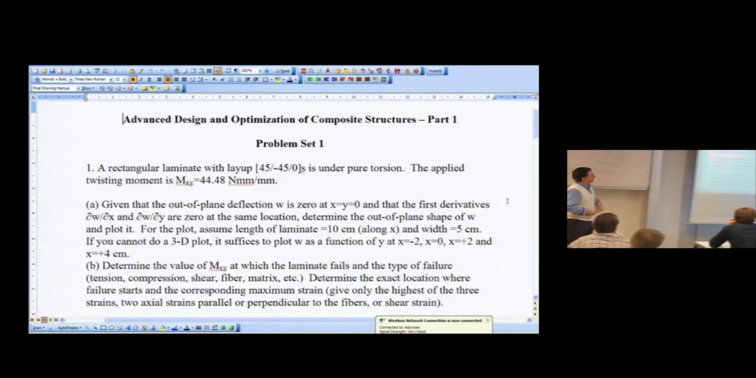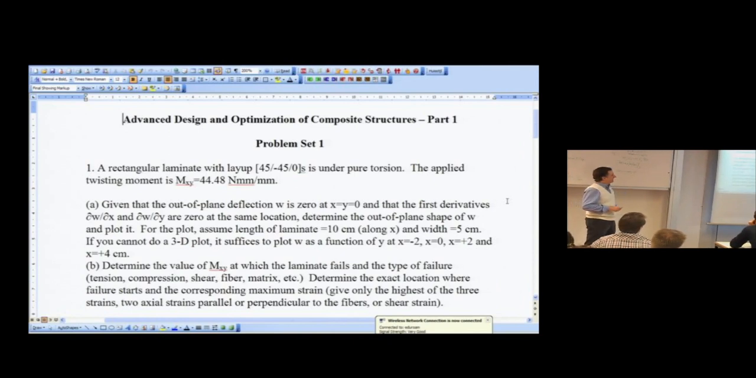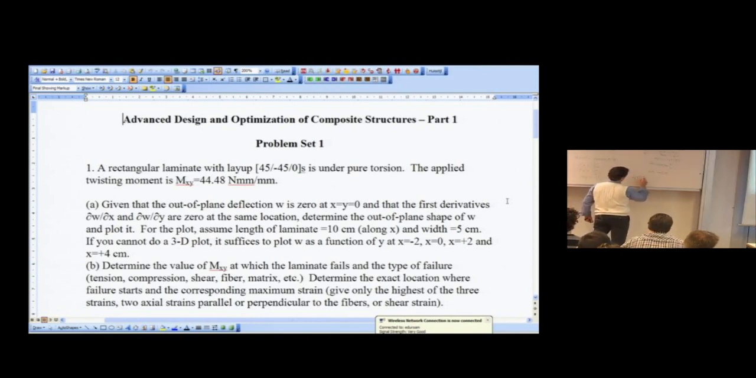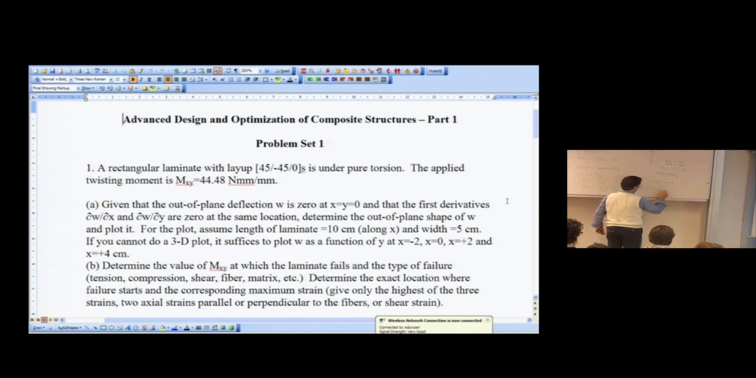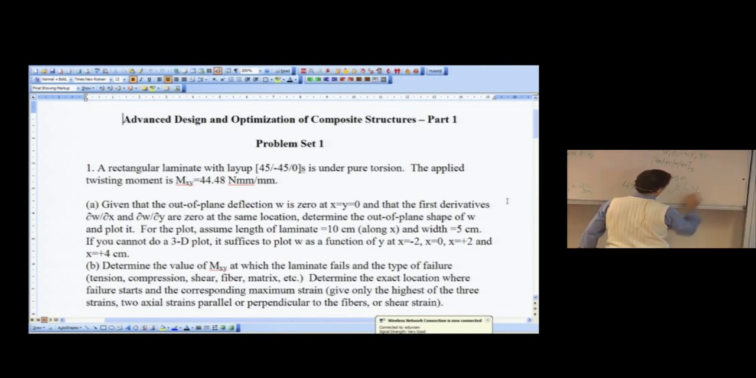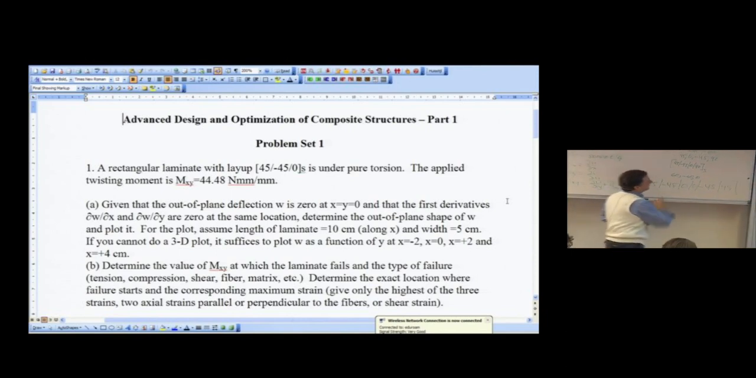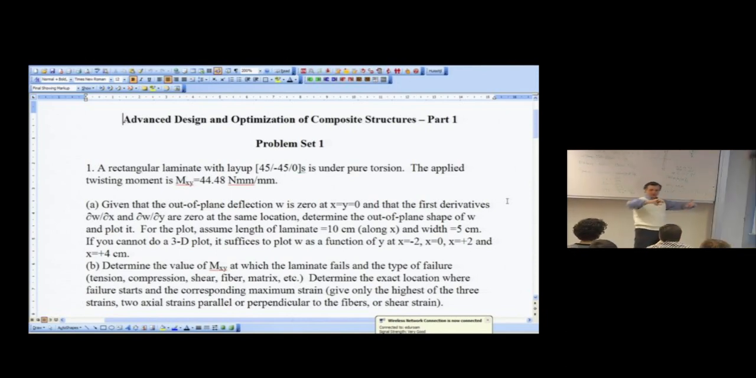So we have a rectangular laminate, and this is the stacking sequence: 45, minus 45, 0, symmetric, which means 45, minus 45, 0, 0, minus 45 and 45, and that's the entire laminate. So there's 6 plies. And it's under pure torsion. So for those of you who thought that after the second year torsion and Prandtl stress functions you were done, I'm avenging myself on you here.